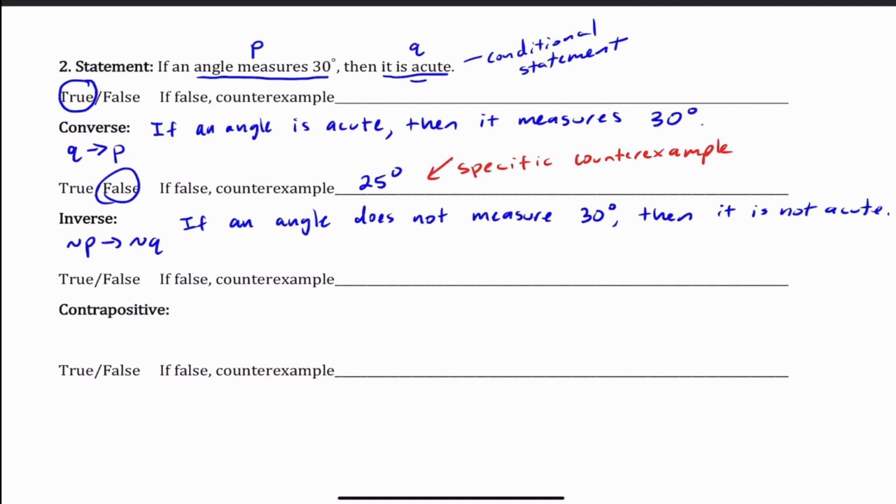Now let's take a look at the inverse statement here that I wrote. If an angle does not measure 30 degrees, then it is not acute. Well, if an angle does not measure 30 degrees, does it strictly mean it's not acute? Well, think about it. We can actually say 25 degrees, right? It's not 30 degrees, but it doesn't mean it's not acute. 25 degrees is acute, right? So I can go ahead and say that this is a false statement. And I provided a counterexample here, 25 degrees being a specific counterexample to disprove this inverse statement here.